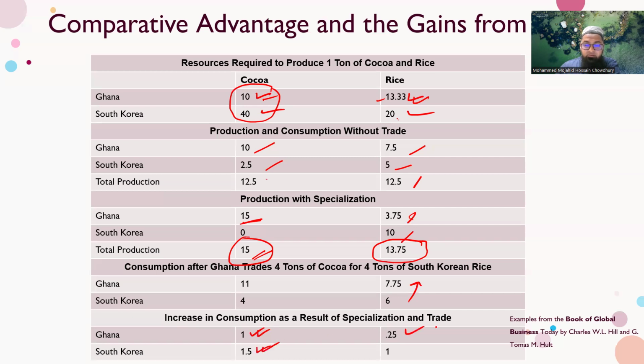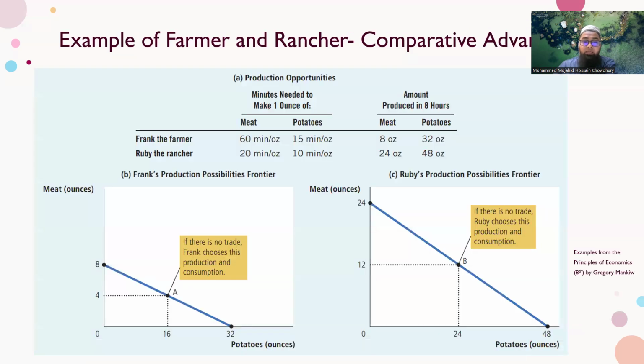For 0.25 of their consumption they have increased for rice, and one metric ton of South Korea's rice. So I'll go very quickly in this section. I also developed another example from the book of Gregory Mankiw, 8th edition. By the way, I have mentioned all the book names from which I have taken these examples. So let's have a look here.